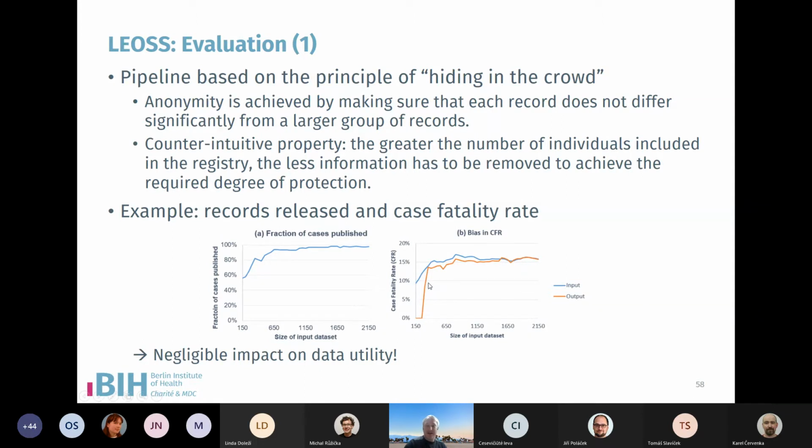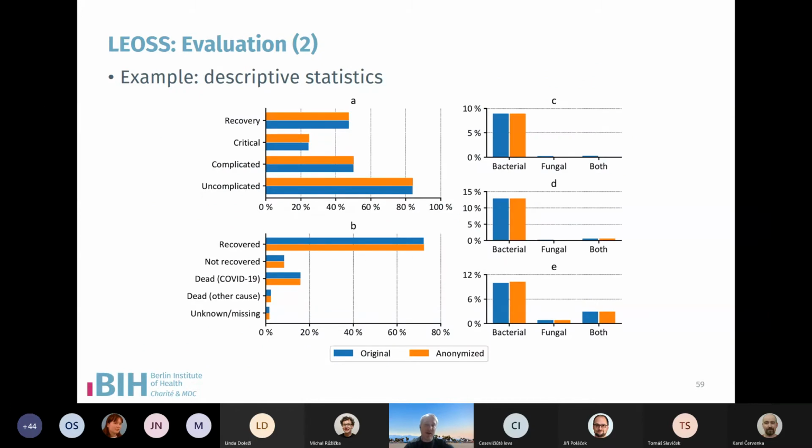And if you calculate some statistics, such as the case fatality rate, you can see here that in the beginning there was quite a huge difference between the statistics calculated on the original data set in the registry versus the data that is being released to the public. But currently you can see that those statistics are very, very close to each other, almost indistinguishable. And in summary, we believe that in this case, it has a really negligible impact on data utility, which you can also see here in the descriptive statistics about the data set, the distribution of individual values. You can see that there are a few very minor differences between the two data sets, but it's really manageable, I would say.